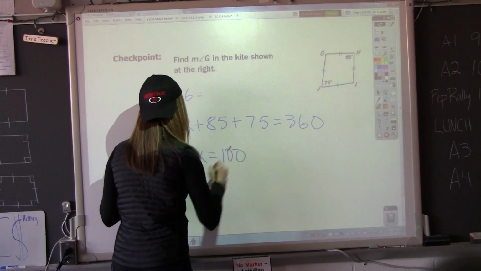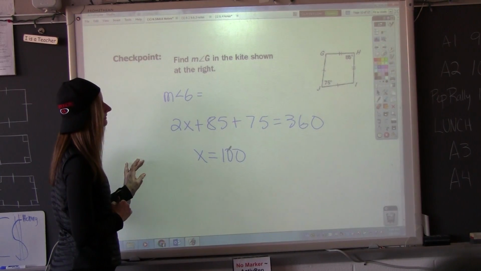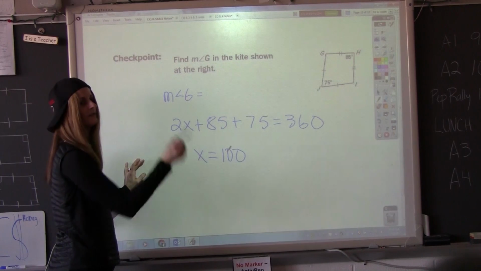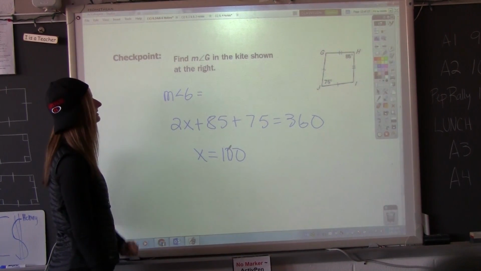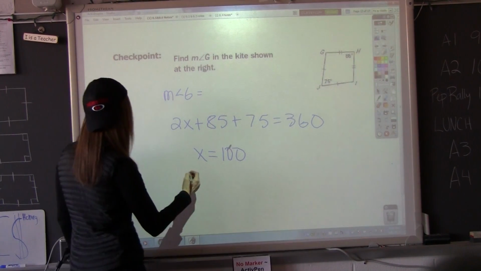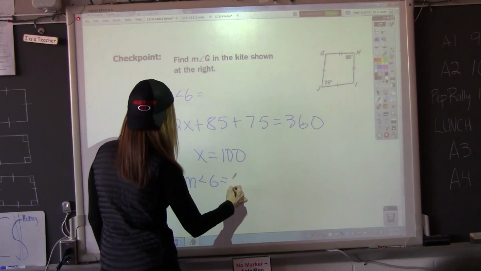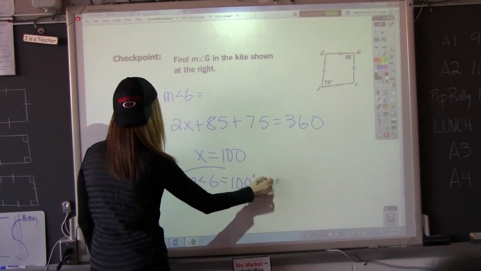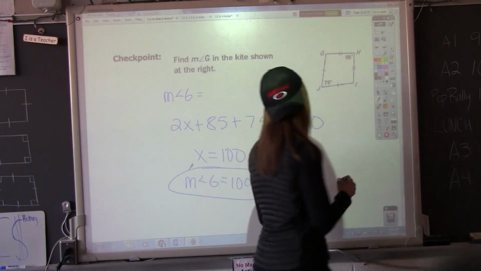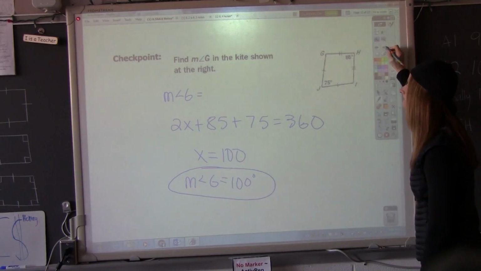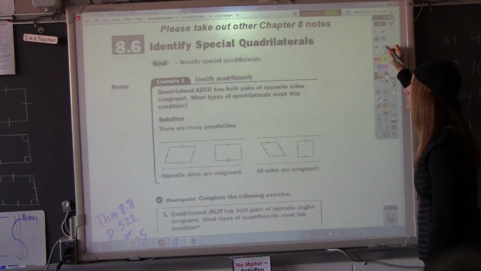Because if you add 85 plus 75, it makes 160. 160, 100, another 100, that's 360. Perfect. All right, so the measure of angle G is 100 degrees. And that's what I got too. Great job.